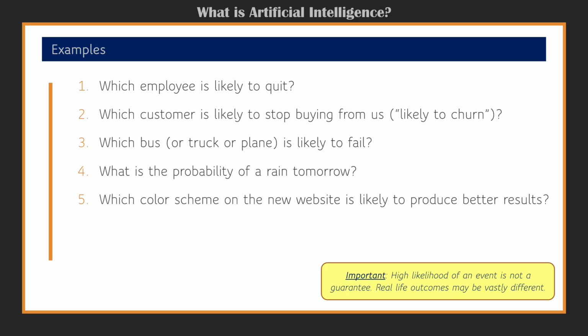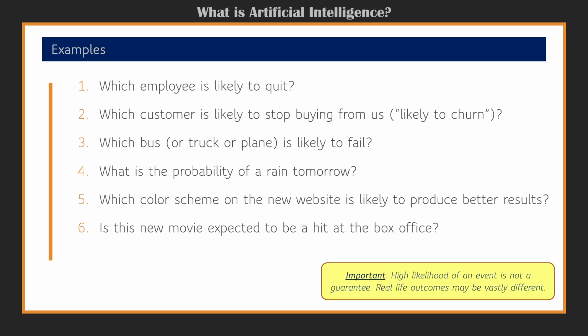So even if they're not very happy in the position, they may still want to hold on to the company. So again, your model said high likelihood of the employee to leave, but in reality that didn't happen. So again, high likelihood is not a guarantee.